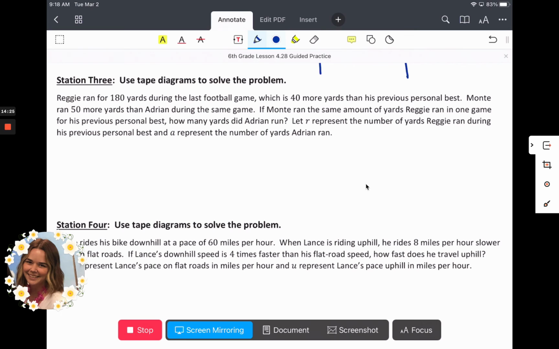So I want you to take a minute and pause the video here and try to work this one out on your own for a minute. If you get stuck, you can unpause the video and we will work it out together.